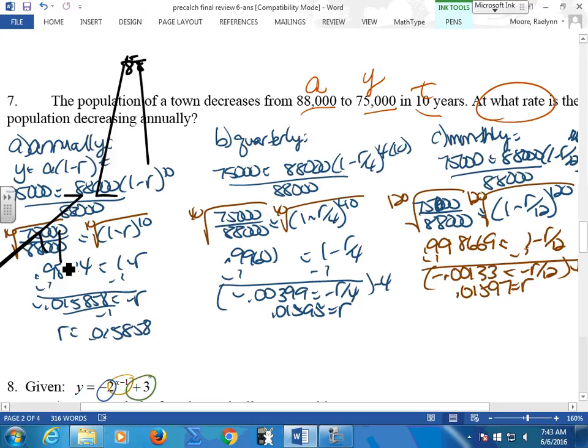And when you want to get rid of this, if this was a square, we would square root, right? It's a tenth, you tenth root. Remember, this has to be really small. It's a rate. I would leave it at 3 decimals.